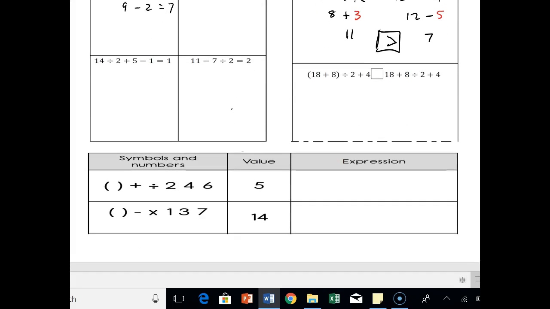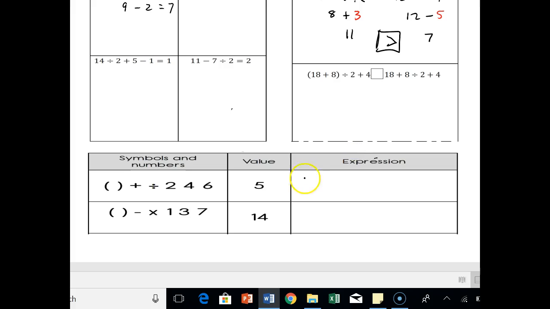And finally, you want to use the numbers 2, 4, and 6 with parentheses, addition, or division, some of it, all of it, to get something that gives you 5. Try this first one. Say I did 2 plus 4 divided by 6. Would that give me 5? Well, 2 plus 4 I do first, that's 6, and 6 divided by 6 is 1. So nope, that's not going to work.